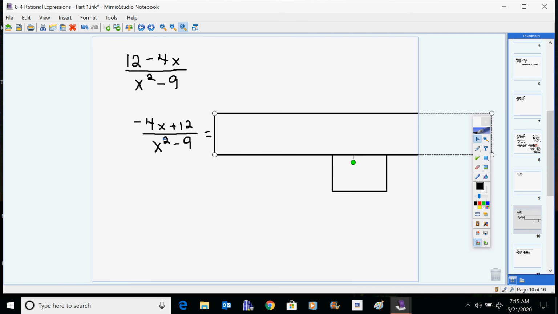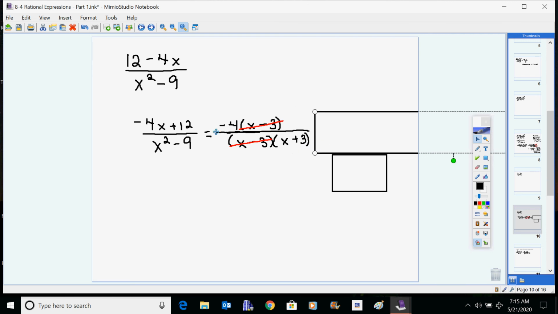Look for your greatest common factor. Your greatest common factor is 4, but since it's a negative, it's going to be -4. We haven't seen this factoring for a while, so I've got this here. Remember, you have a difference of 2 squares. So this one, the perfect square, is the square of 3. So this denominator will be x plus 3, x minus 3. Okay, here we go. Here's your factored form.